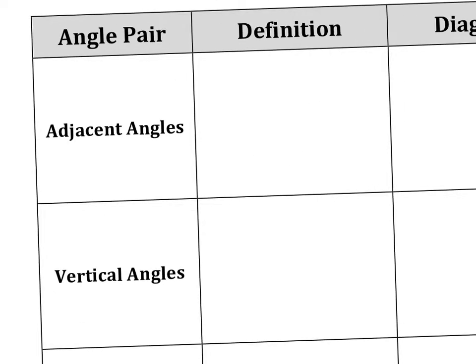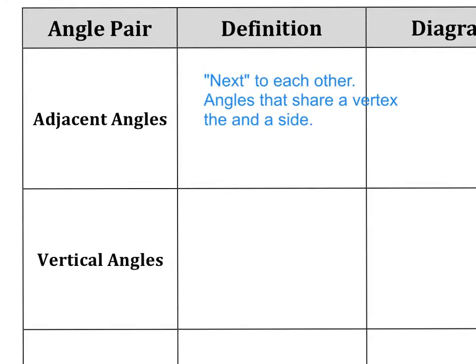All right, so let's talk about adjacent first. The quick way to say adjacent is next to. Now, many of you probably already know that. It's an angle that's next to or next door angles. However, officially, they are angles that are next to each other, and they have to share a vertex and a side.